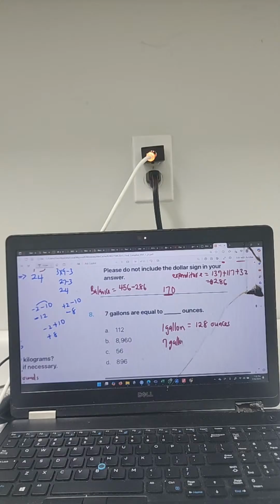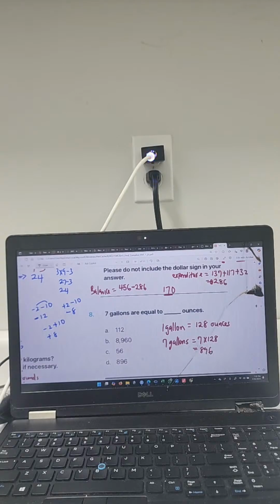So you can see that this is a pretty easy question once you know the conversion. So there's a need for you to remember the conversion. 7 times 128. So here we have the answer to be 896.